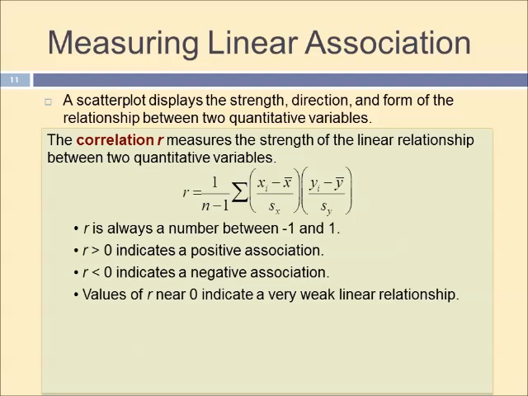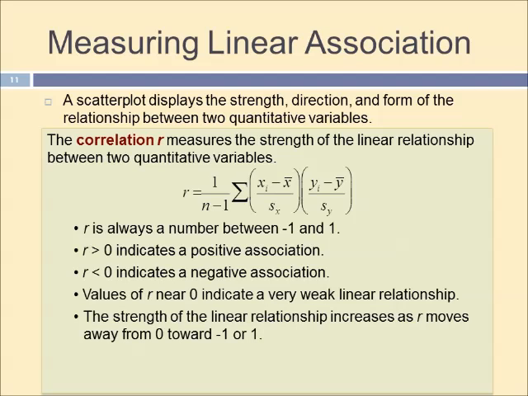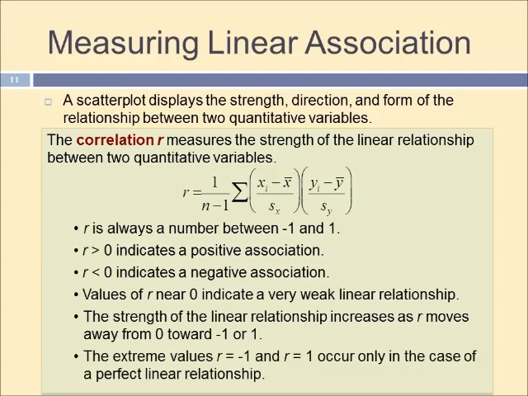Values of R near 0 indicate a very weak linear relationship. The strength of the linear relationship increases as R moves away from 0 and toward -1 or 1. The extreme values R equals -1 and R equals 1 occur only in the case of a perfect linear relationship, when the data points are exactly on a line.